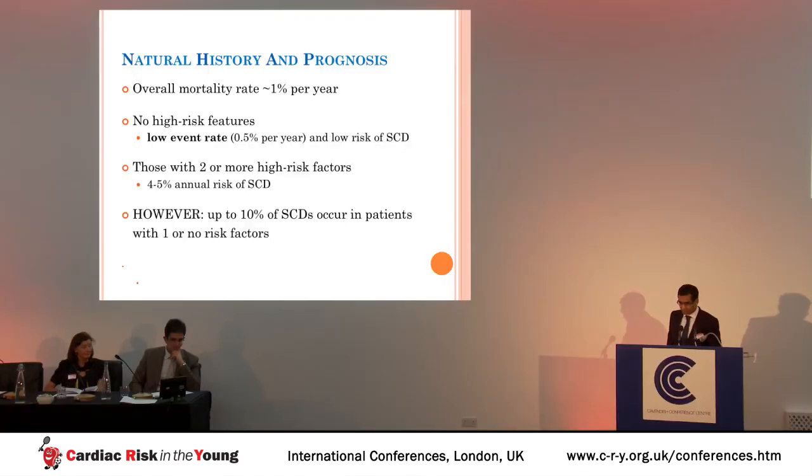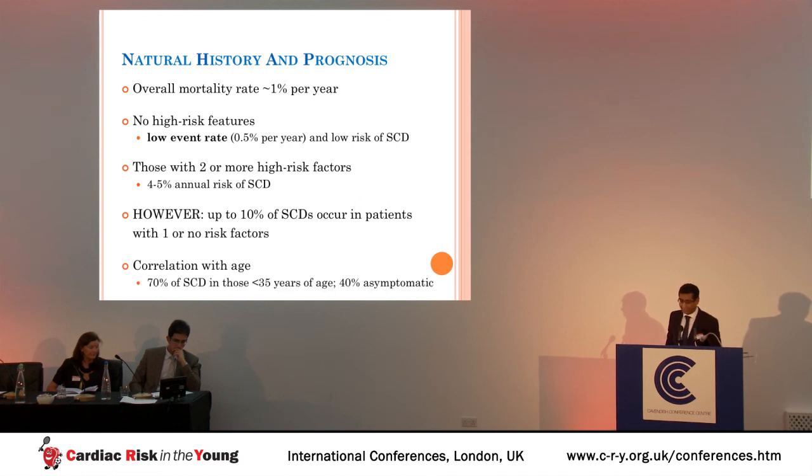However, one of the paradoxes is that up to 10% of sudden cardiac deaths may actually occur in patients with 1 or no risk factors. And this is actually one of the big challenges in hypertrophic cardiomyopathy, and how we manage these patients is the subject of ongoing research. And finally, it's important to remember that there is a correlation with age. And tragically, up to 70% of sudden cardiac deaths occur in those who are less than 35 years of age, and 40% of these people may be entirely asymptomatic.